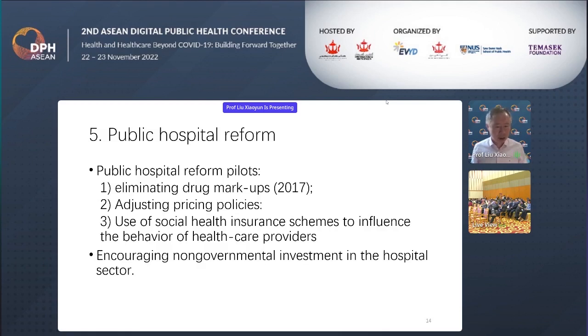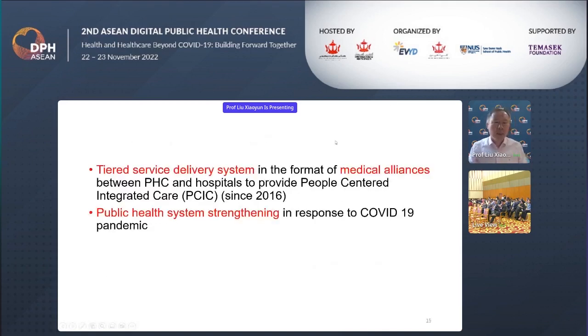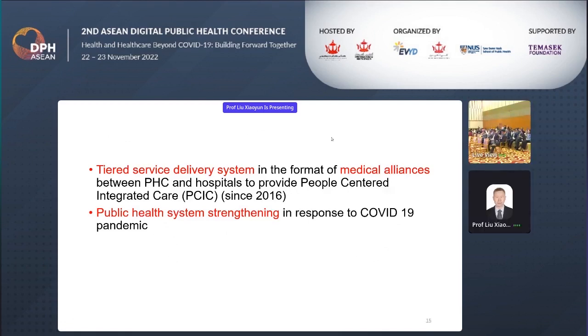We also use some social health insurance schemes, especially the provider payment system, to change the behavior of healthcare providers and also encourage non-government investment in the hospital sector. So, in addition to these five areas of reforms, China also developed a tiered service delivery system in the format of medical alliances. This format combines the primary healthcare system and hospitals together, trying to provide people-centered integrated care to the population, especially in the rural area.